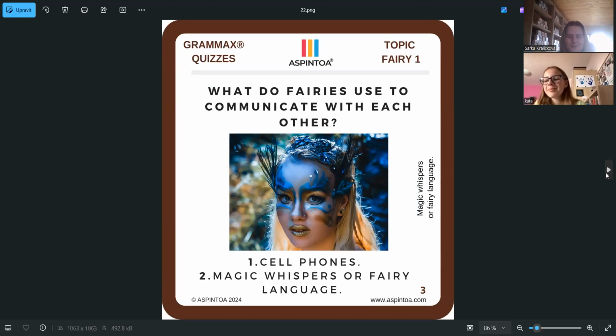So what do fairies use to communicate with each other? Do they use cell phones, or magical whispers, or fairy language? They use magic whispers or fairy language. Yeah, so they can have their own language. I remember a fairy tale right now, but I don't remember the name, where the little creatures were actually talking. There was a dad and his son didn't believe him that he could understand the creatures. I don't remember the name now.